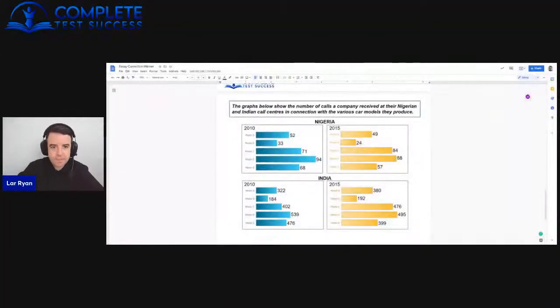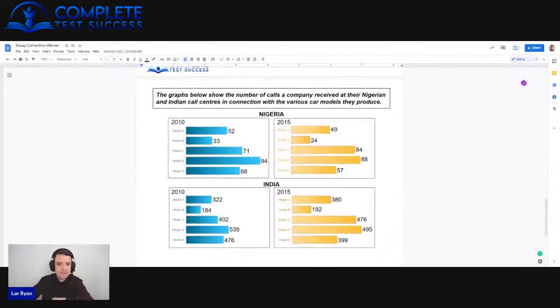So last week we had a task 1 live stream about the call center, and it was just Nigeria. So it's exactly what you see on the top half, the 2 bar charts about 2010, 2015 for Nigeria. However, this one, what we see for Nigeria is the same, but we have that extra 2 bar charts for India. So that'll be the task for next week. Obviously, if you're doing general training, that's not appropriate for you.